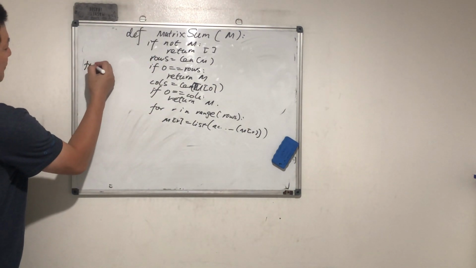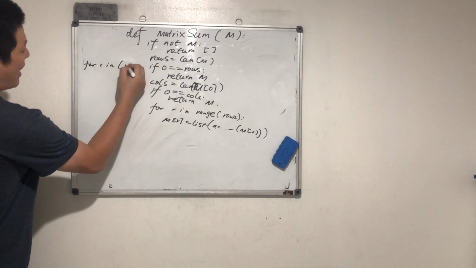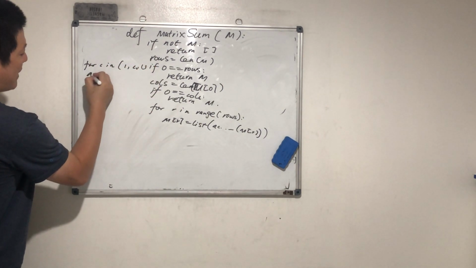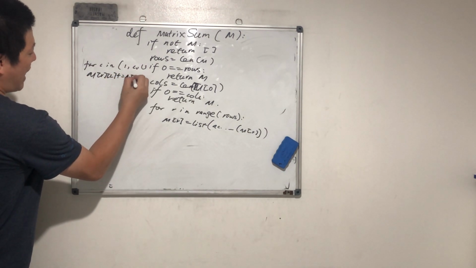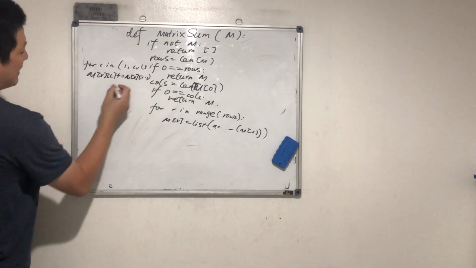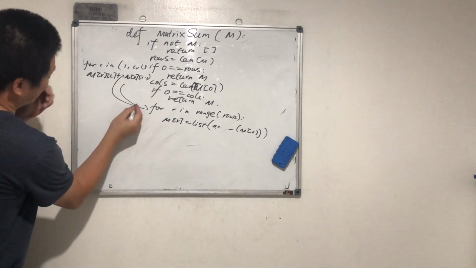Alternative, look, we can do this for C in range, start from 1 to columns, and then matrix R C plus equals matrix R C minus 1, right? This thing, remember we talked about this 5 minutes ago, okay?